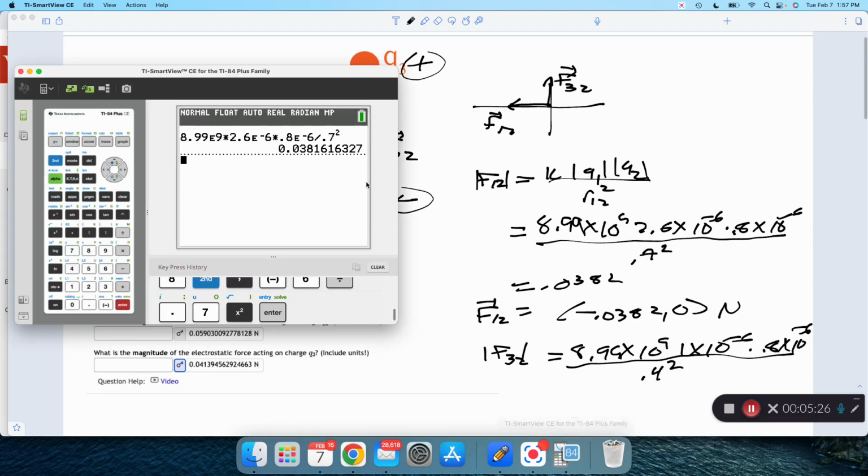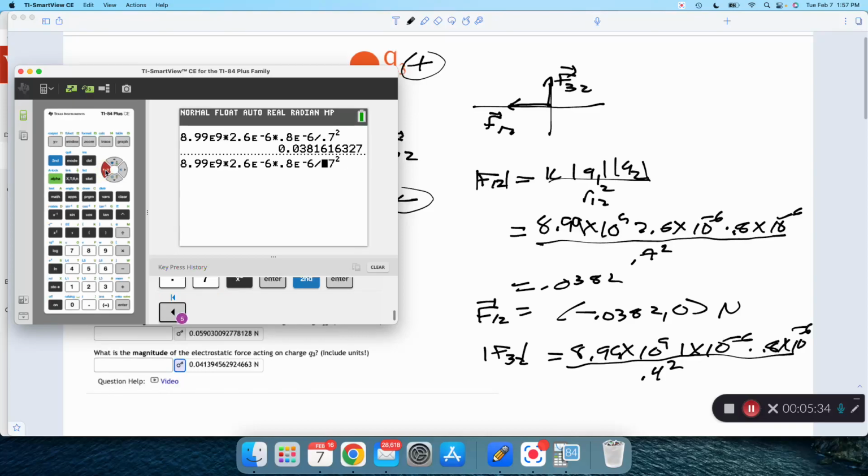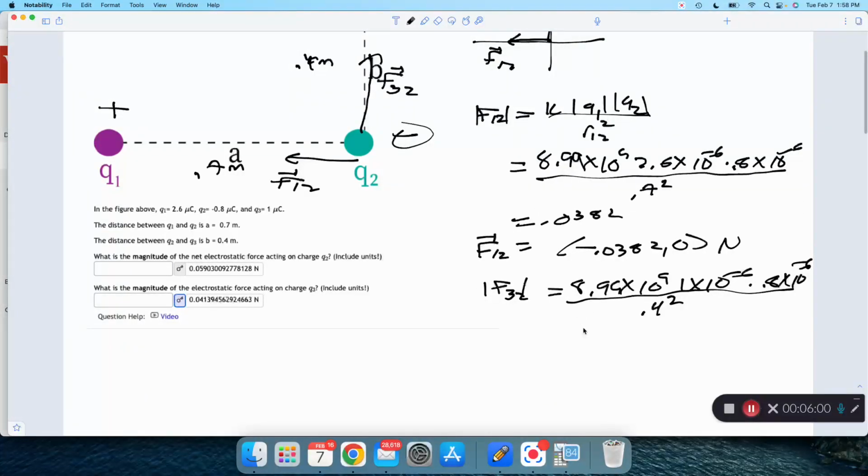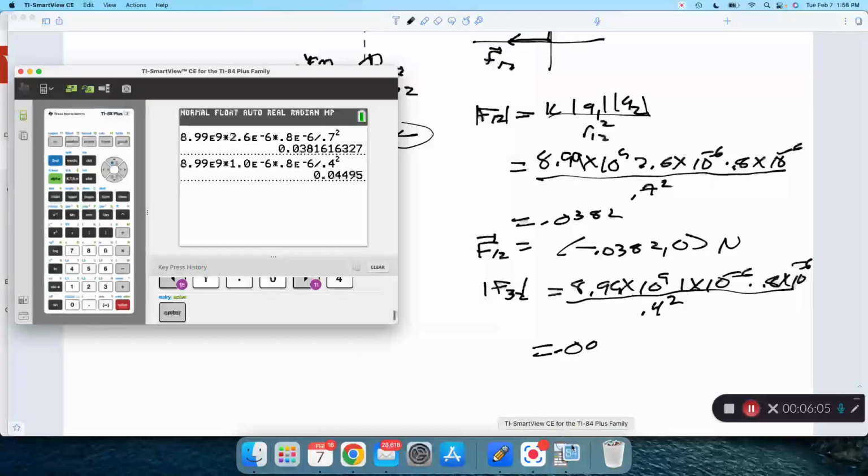Right, now, if I'm really careful here, I can just go back and edit my last entry. You always want to be careful with that, though. So I'm going to hit second enter to get to my last entry. And the only thing I need to change is this. Instead of 2.6, I've just got a 1. So just because I don't feel like deleting stuff, 1.0. That one stays the same. And then the distance was 0.4. So 0.04495. Was it 0, 0? No, just 1, 0.